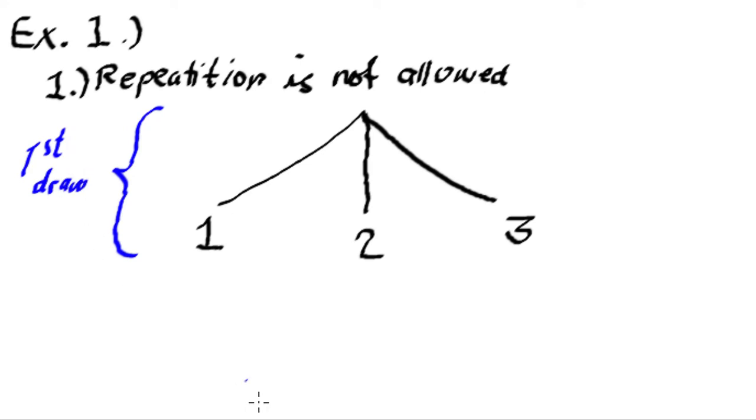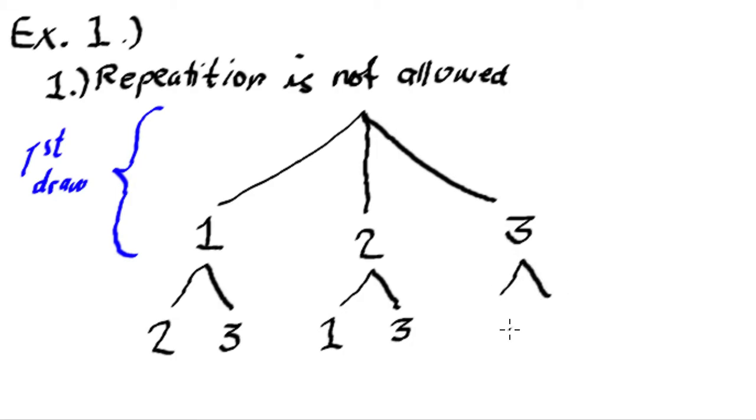In the second draw, if we got the number one in the first draw, there's no chance we can get the number one again because there's no repetition. Meaning, after we got one on the first draw, we can only get two and three afterwards. When we got two on the first draw, we can only get one or three afterwards. And if we got three on the first draw, we can only get one or two afterwards. So this is our second draw, just to finish the illustration.